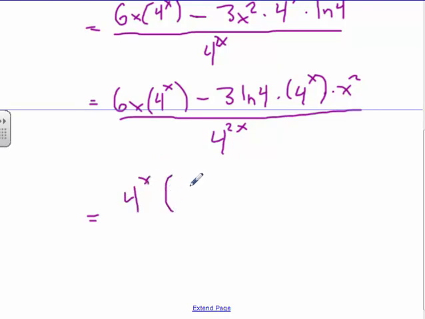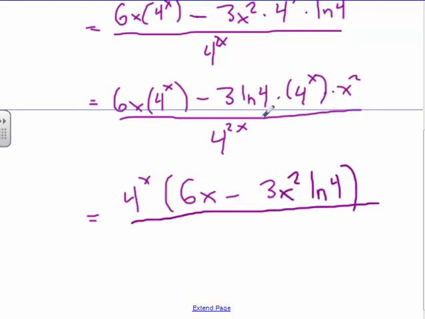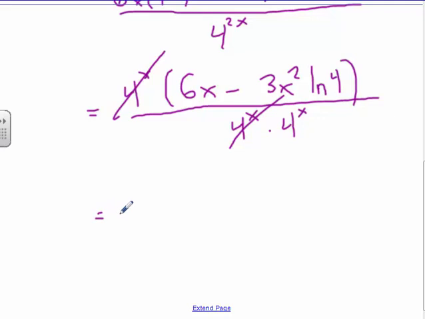And it's going to leave me with 6x minus 3x squared ln 4. Oh, I need to clean that up a little bit there. I'm just changing that out a little bit. And then, you know how I wrote this one as 4 to the 2x? I could write it as 4 to the x times another 4 to the x. And the reason I want to do that is I want you to see that one of those gets canceled. So this is the answer that I'll be expecting.